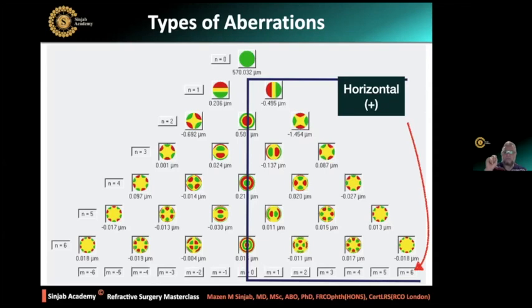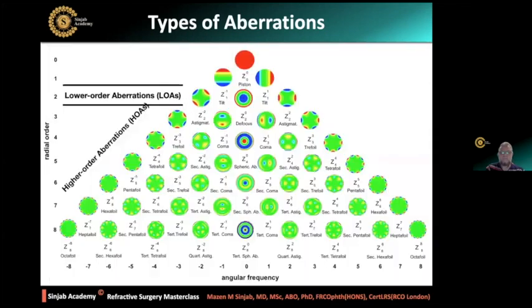So just keep in mind that M, whenever it is positive, represents horizontal aberration, and whenever it is negative, it represents vertical aberration. I do not mean the numbers under the higher order aberrations or the symbols, I mean the M. We come to the pyramid again.